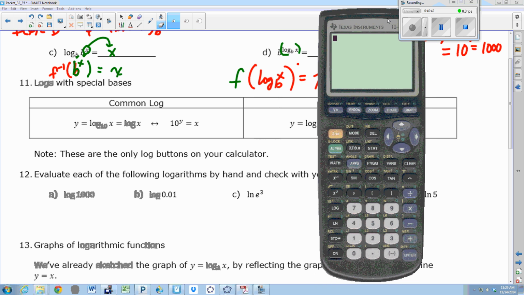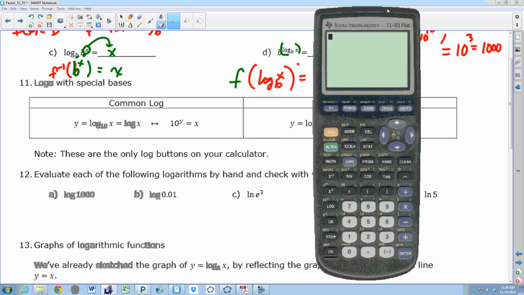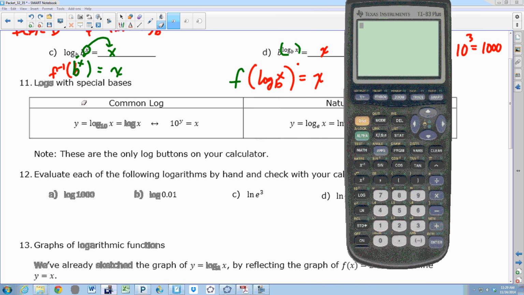Whenever we have a log that's base 10, it's what we call the common log. It's so common, we don't even bother writing in 10 as the base. So if you see log and then a number here, you can assume the base is 10. Anytime you see log of x, that tells you the base is 10. 10 to some number gives you x back again.